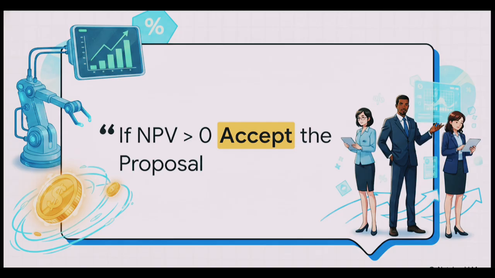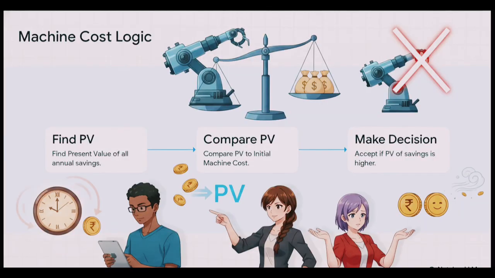Why? Because it means the present value of your future savings is actually higher than what you are paying out of pocket today. It's just pure logical business sense. Let's actually apply this logic to a classic machine cost problem from the text. Suppose a machine costs 10,000 rupees today, but it reliably saves you 1,900 rupees in labor costs every single year for 7 years at a 10% discount rate.